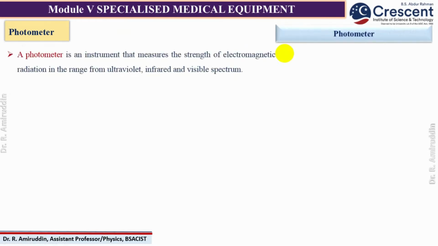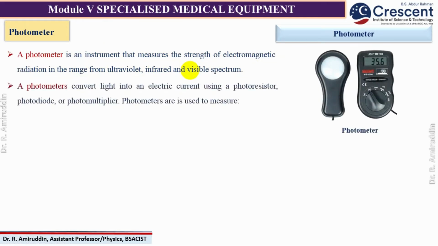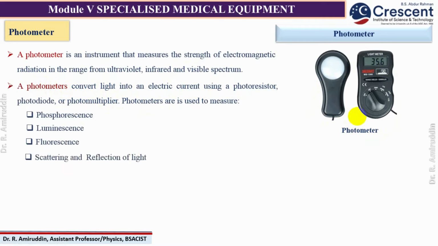To begin with, a photometer is an instrument which measures the strength of electromagnetic radiation, which includes ultraviolet (UV) radiation, infrared radiation, as well as visible light rays. Such a photometer device converts the incident light energy into an electrical current using a photoresistor, photodiodes, or photomultipliers, and this device is used to measure phosphorescence, luminescence, fluorescence, scattering and reflection of light, light absorption, illuminance and irradiance.